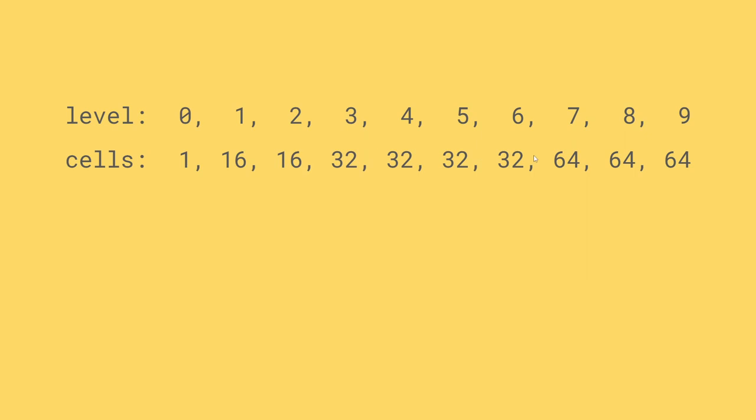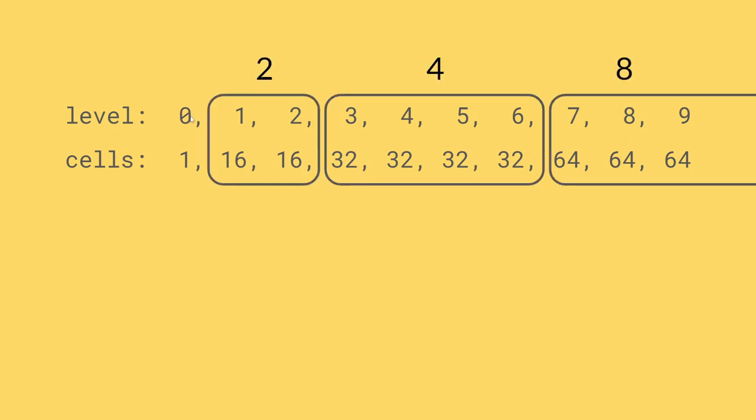The sequence that we want looks like this. 0 is a special case. We always want to map level 0 to 1 cell. But for level 1 and 2, we want 16. And for level 3 to 6, we want 32 cells.